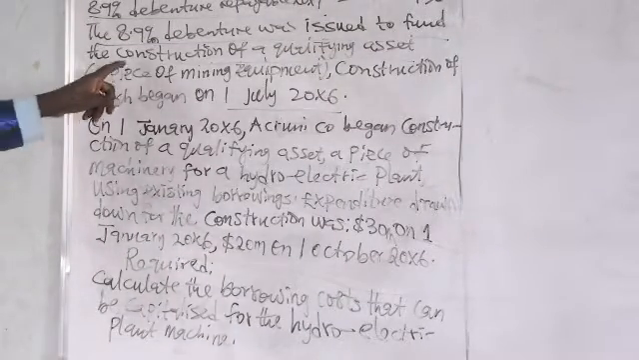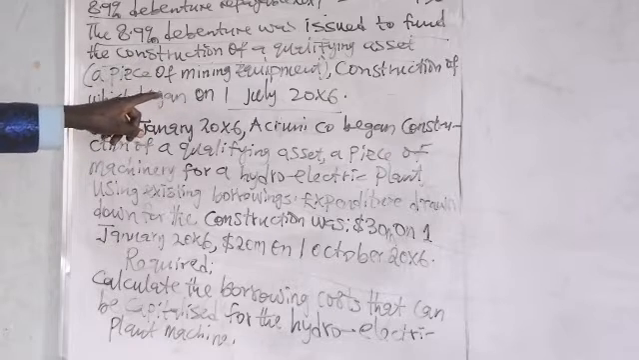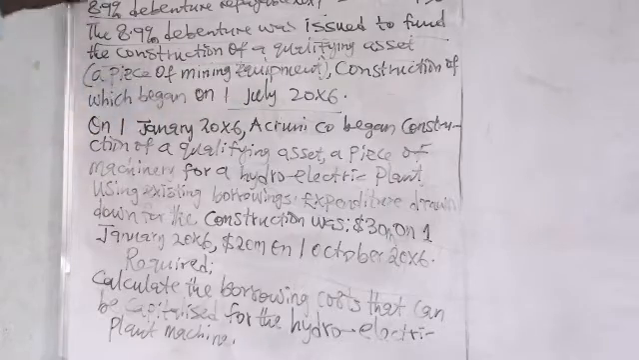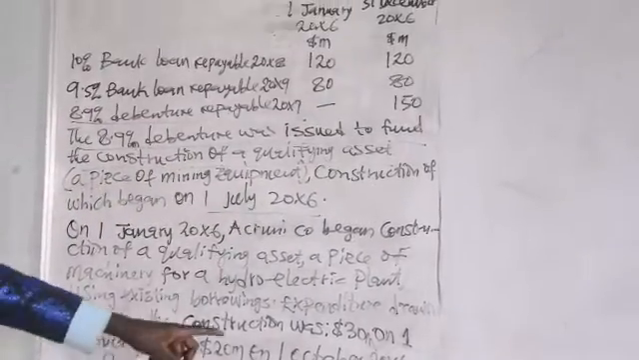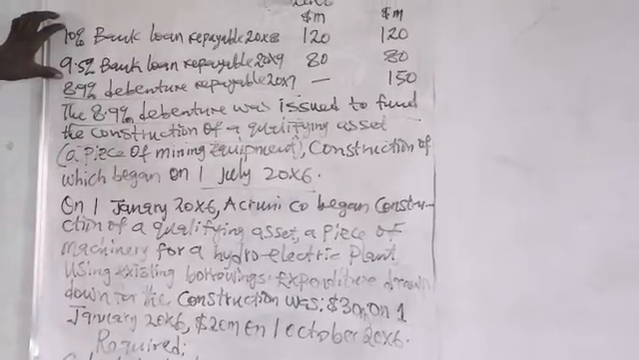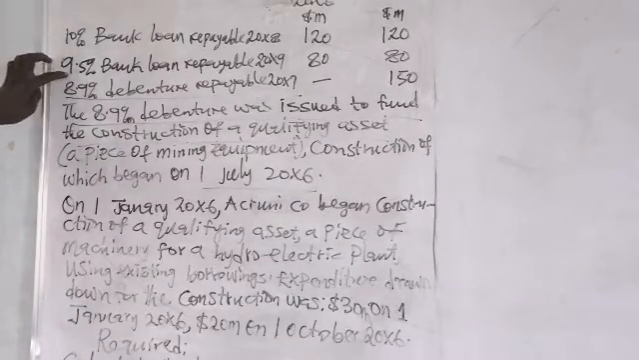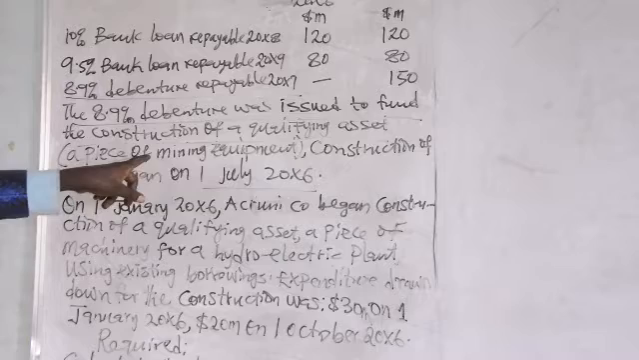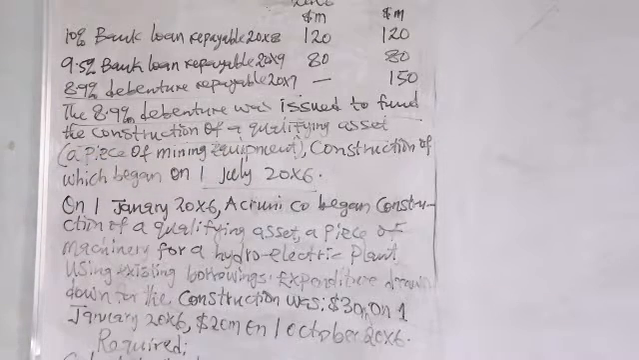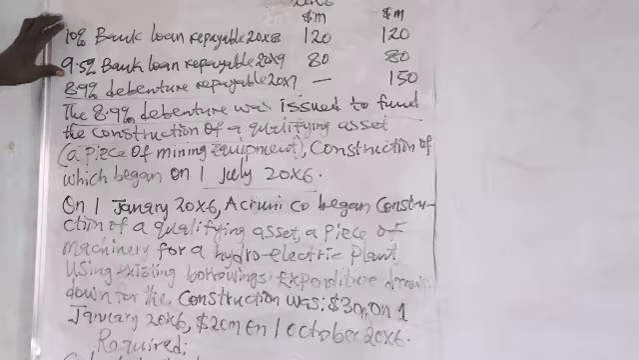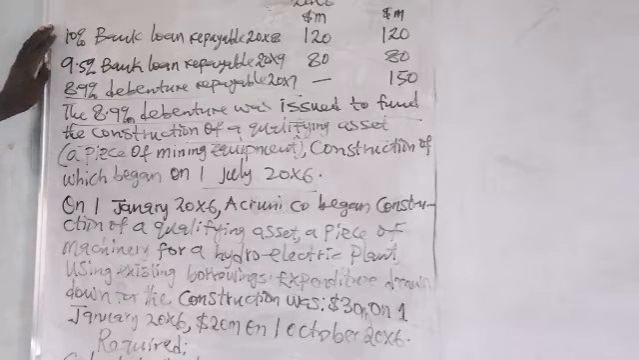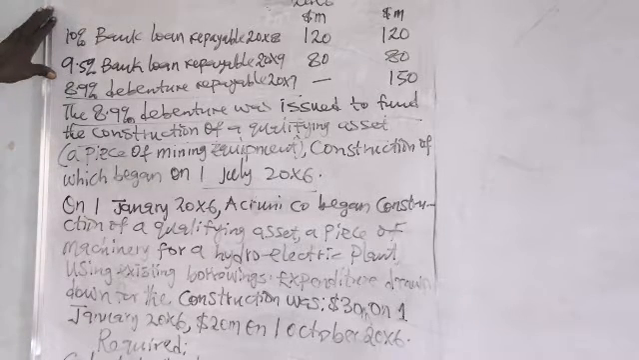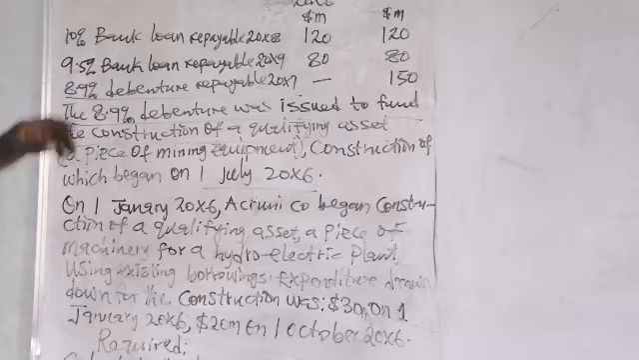Now this one, the 8.9%, relates to the construction of a piece of mining equipment. But the hydroelectric machine will be funded with the existing borrowings of 10% and 9.5%. So the 8.9% is excluded because it has been spelled out for the mining equipment. Since more than one source of borrowing was used to fund the hydroelectric plant machine, the capitalization rate should be the weighted average cost of the borrowing.